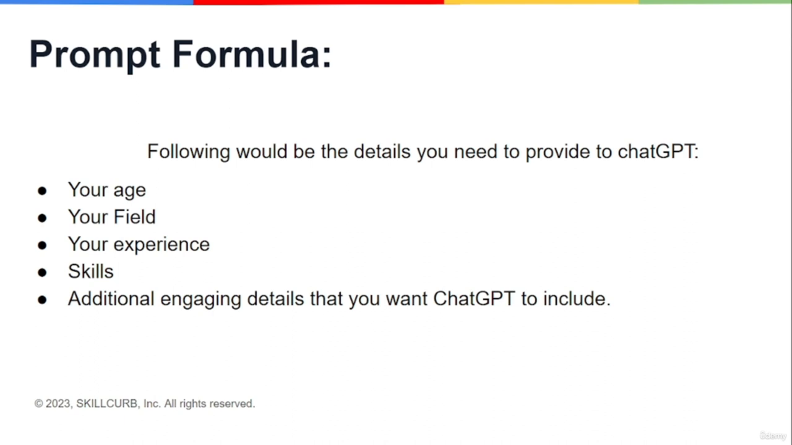These will be a few of the details that you need to provide to ChatGPT: your age, your field, your experience, skills, and at the end you can also provide some additional engaging details that you want ChatGPT to include. So let's jump right into our practical example. I'll be showing you guys how you can implement this.